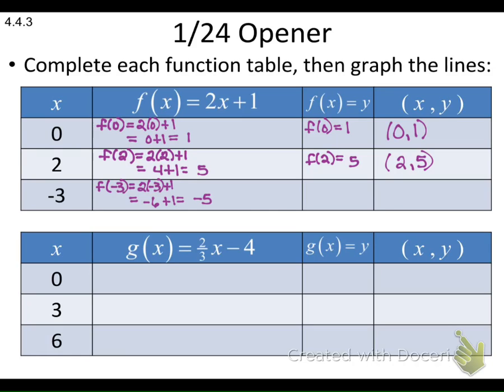Okay, the next one. Yep, please. Function of -3 equals -5. Now using -3, comma, -5.